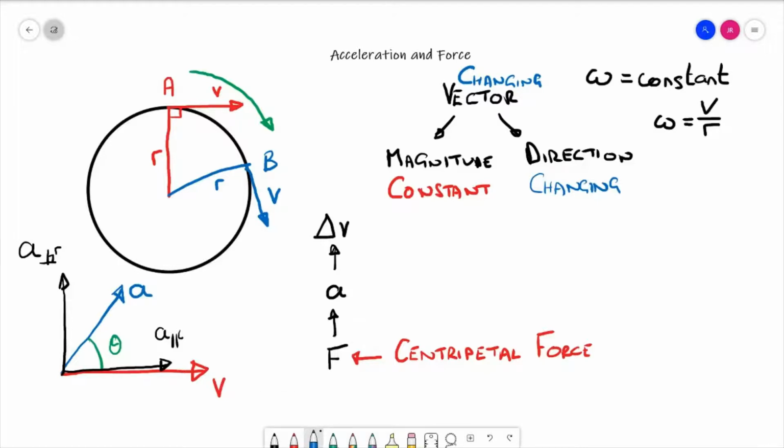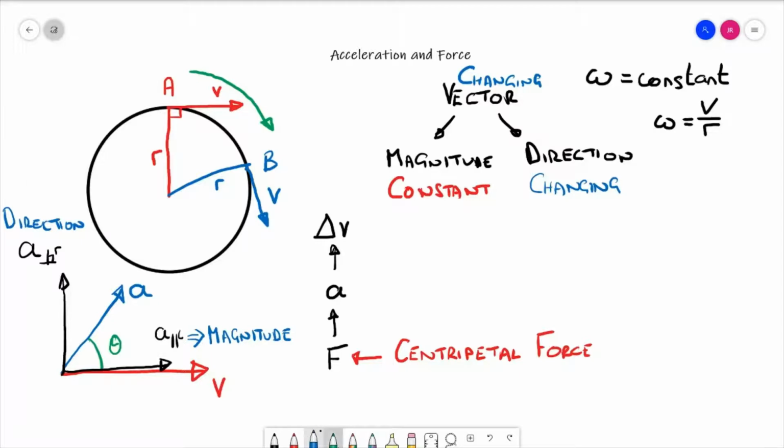Firstly, the parallel vector. The parallel vector is acting in exactly the same direction as the velocity itself, and therefore will act to change the magnitude of that velocity vector. Our perpendicular component will act to change the direction of our velocity vector. Going back to what we said earlier though, we aren't changing the magnitude. That magnitude is remaining a constant. We are only changing the direction.